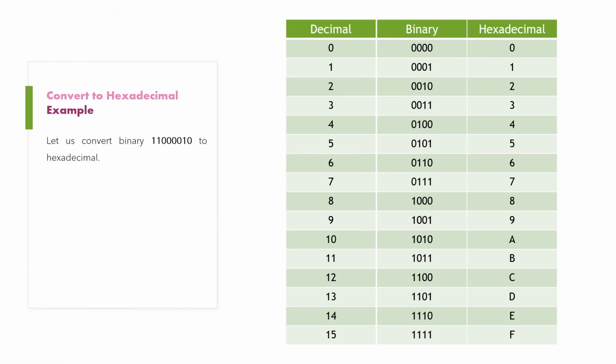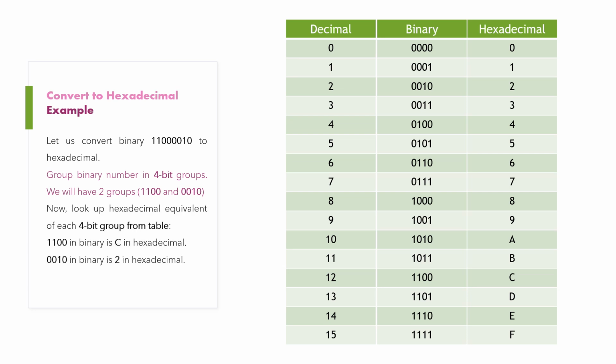Let us do an example of converting an 8-bit binary number to hexadecimal. The 8-bit binary number that we have is 11000010. The first thing that we will do is group that 8-bit binary number into two 4-bit groups. Those groups will be 1100 and 0010.